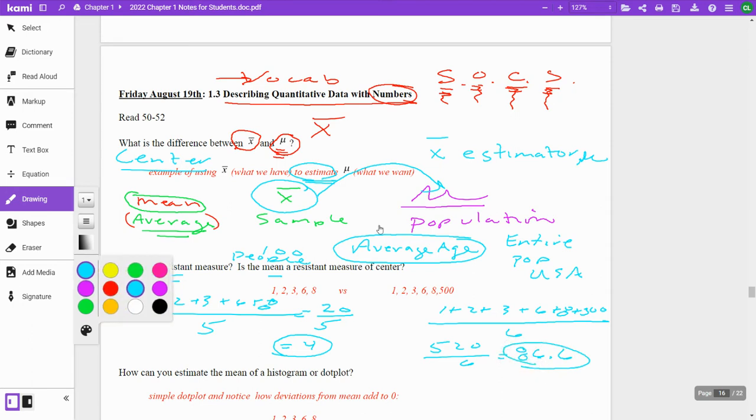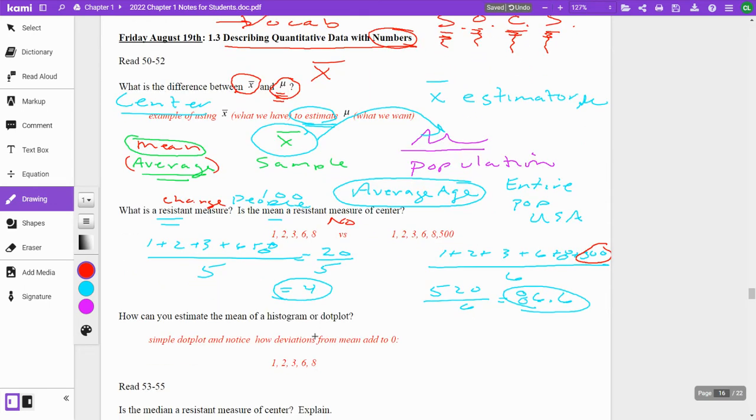So the question I have for you is, was it very resistant to this number? If I add one piece of data, or one data point, does it resist change? Okay, so what they mean by resistant, does it resist change? No, it didn't resist change very well. It moves a lot. So mean is not. No, it is not a resistant measure of center.